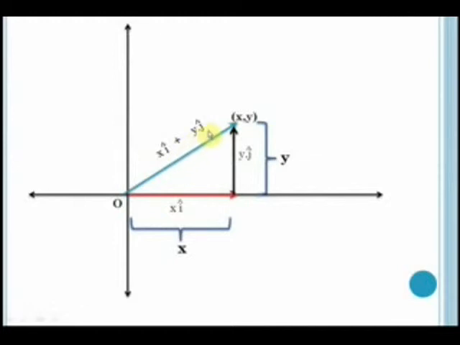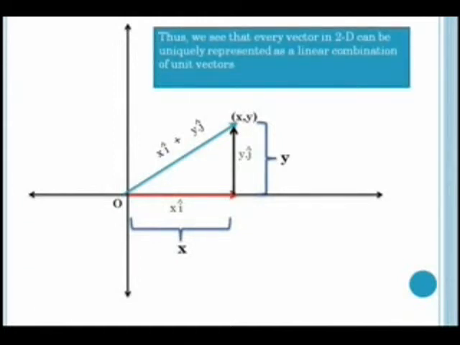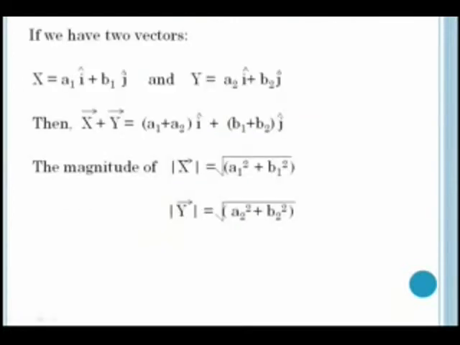y times j cap. Now if we want to take out the magnitude of this vector, this is equal to the square root of x squared plus y squared. Now x is nothing but the coefficient of i cap, and y is nothing but the coefficient of j cap. Thus we can say that every vector in 2D can be uniquely represented as a linear combination of unit vectors. Thus we have expressed this vector as a linear combination of this vector and this vector.